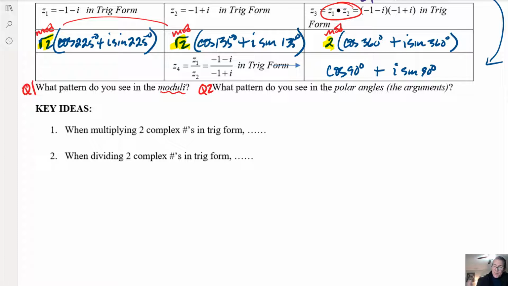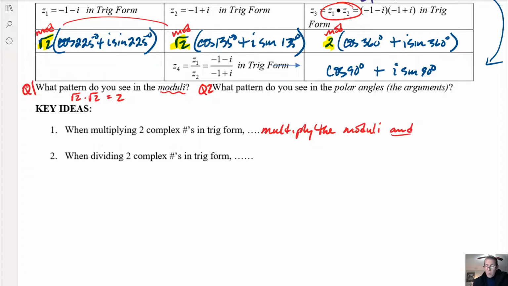All right, and if you said multiply, that happens to be correct. Root 2 times root 2 is just 2. So you simply multiply the moduli when you multiply complex numbers. Whatever those two moduli are, just multiply them together. We'll write that down in a minute. So when multiplying two complex numbers in trig form, you multiply the moduli, and you do something else.